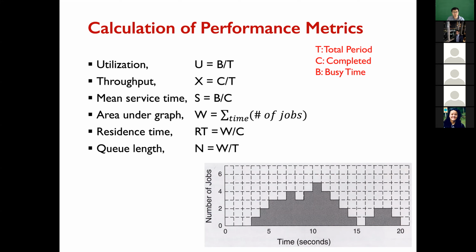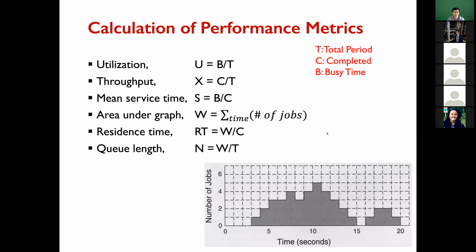Because the area under the graph is basically the total, a sum of the number of jobs at each time, right? So when you divide by the number of jobs completed, you get the residence time. Here you need some logic and calculation. If you have any questions, you can ask me, so we can do the math. And there are also reference books if you want to check why it is this way.